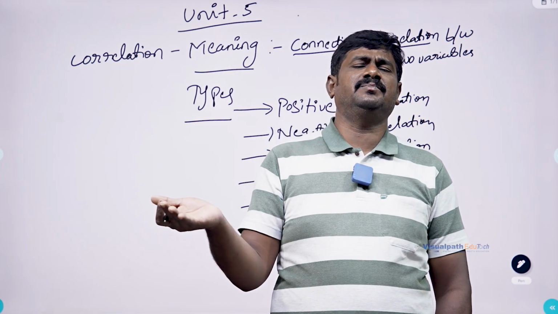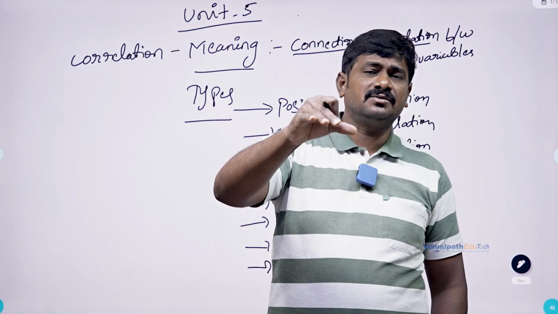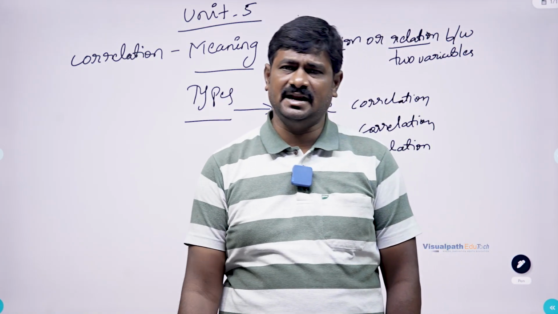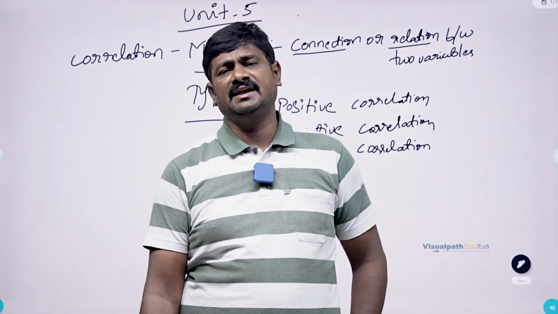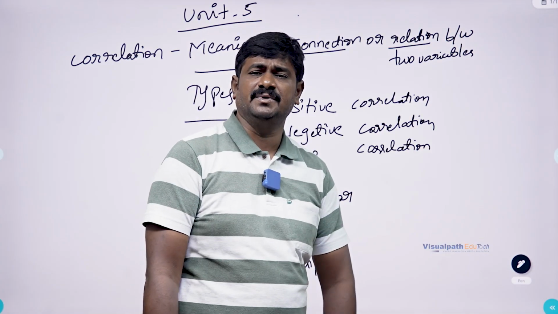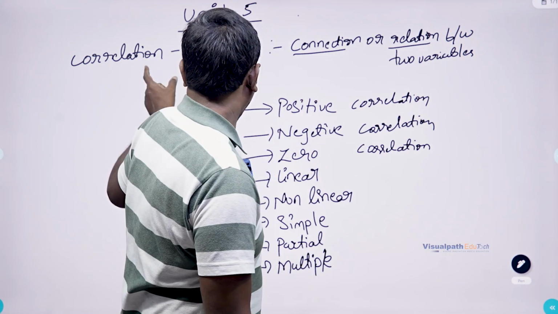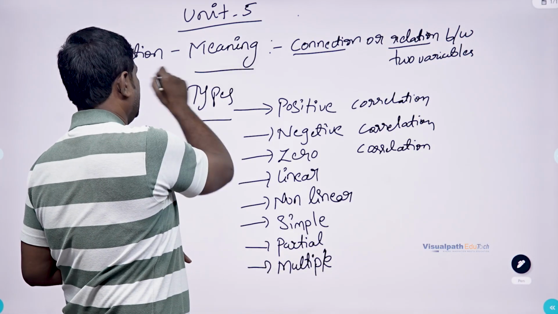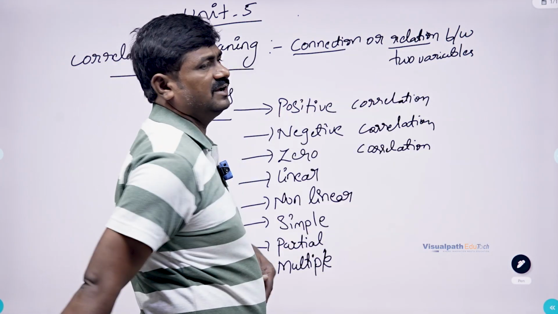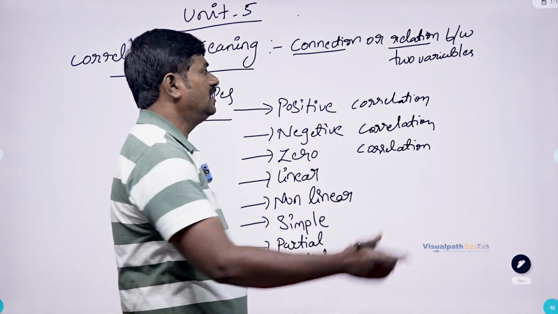There is a relationship between the variables. So for different variables, we are identifying the relationship and we are measuring the relationship. That relationship is nothing but the correlation. Is that clear? Correlation is nothing but a connection or relation between any two variables.